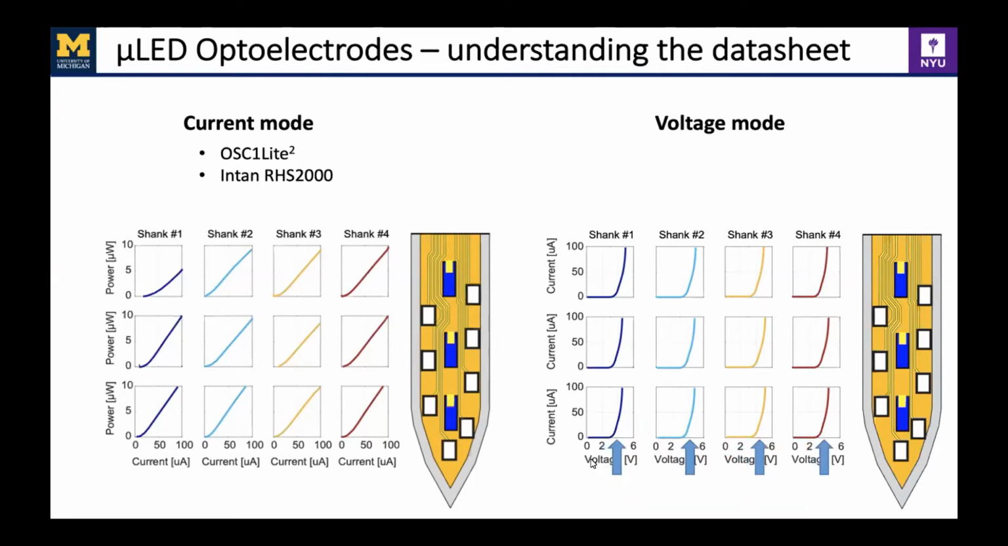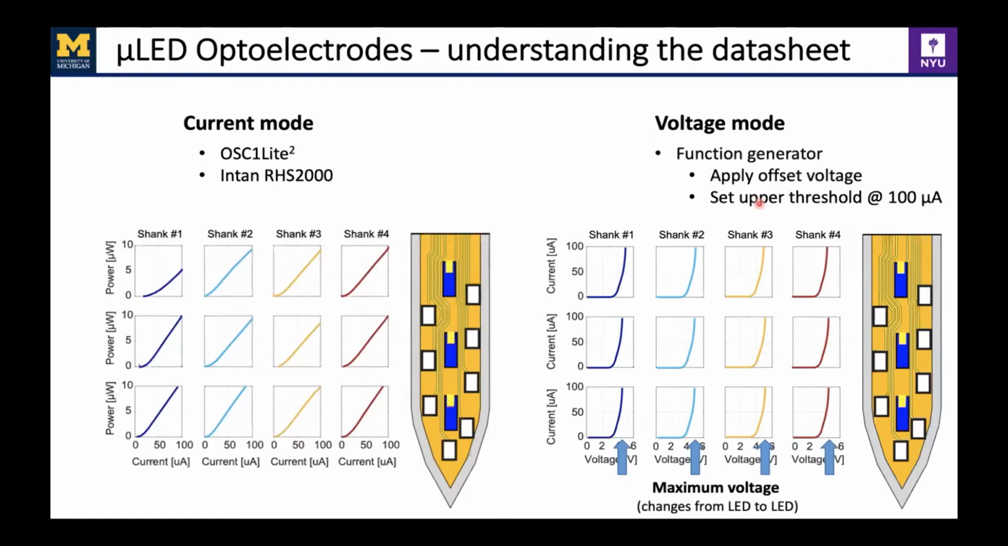Once you set this up, you can set an upper threshold, which corresponds to 100 microamperes. So here you can again set this voltage as an upper threshold. And why is this at 100 microamperes? Because you should never apply more than 100 microamperes of current to a micro LED, because it will destroy the LED immediately.